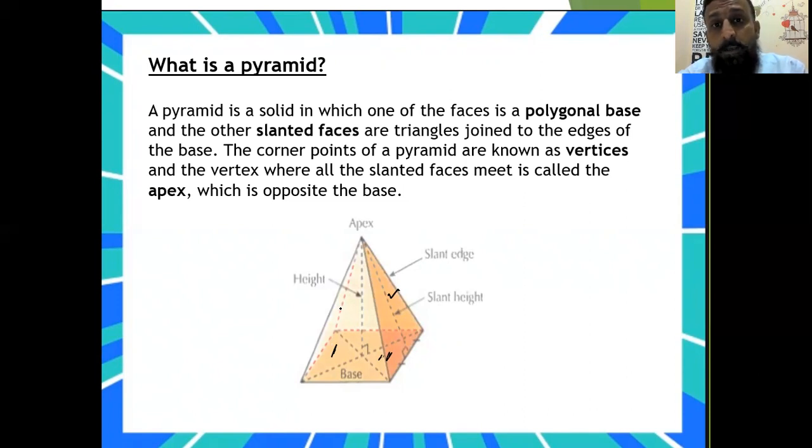The corner points of a pyramid are known as vertices. They're talking about these vertices, boys and girls. These corner points are called vertices, right? And the vertex where all the slanted faces meet is called the apex. The topmost point where all the slanted faces meet is called an apex, which is opposite to the base, right in front of the base, right? So this is called an apex.